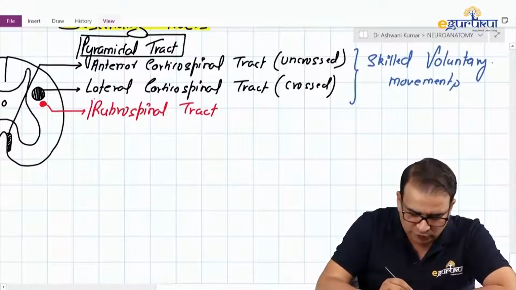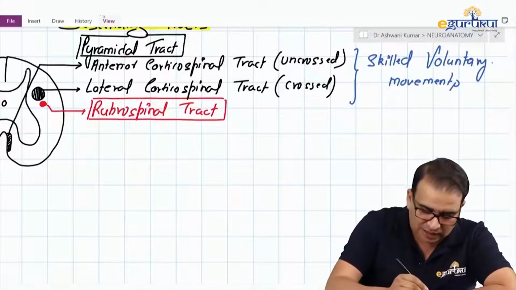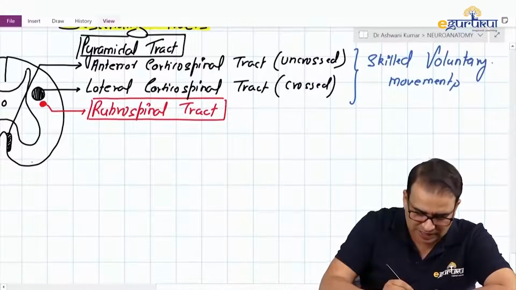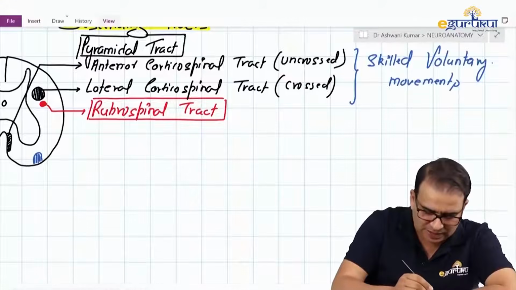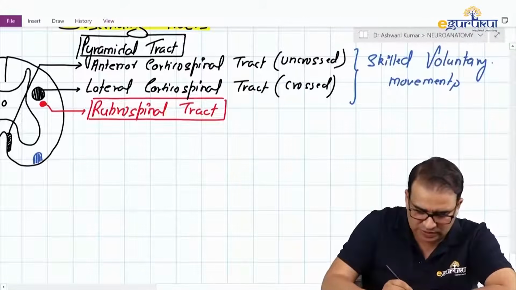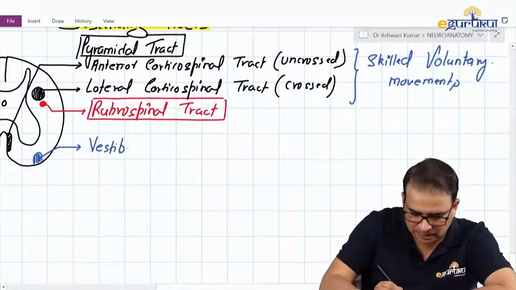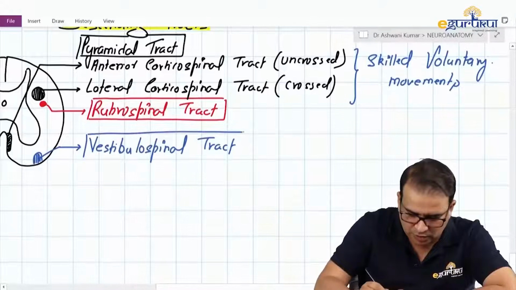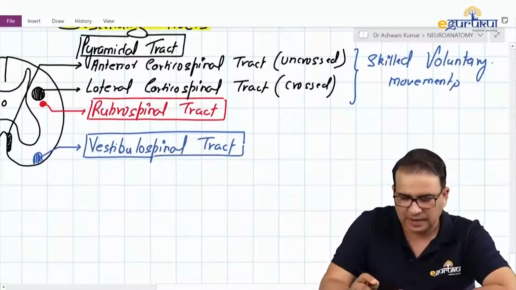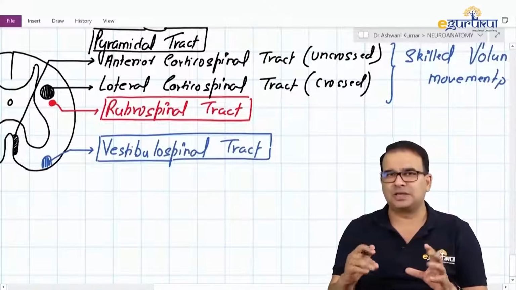Now, if I tell you about the function of rubrospinal tract, it will be interesting if we discuss the rubrospinal tract along with another tract which is present very much on the anterior side here. The anterior side. And guys, this tract is coming from the vestibular nuclei. So obviously the name will be what? Vestibulospinal tract. So there is an interesting discussion. Vestibulospinal tract. We got a rubrospinal tract and we have a vestibulospinal tract. Now the reason I'm talking about them together is because their function is very contrasting.